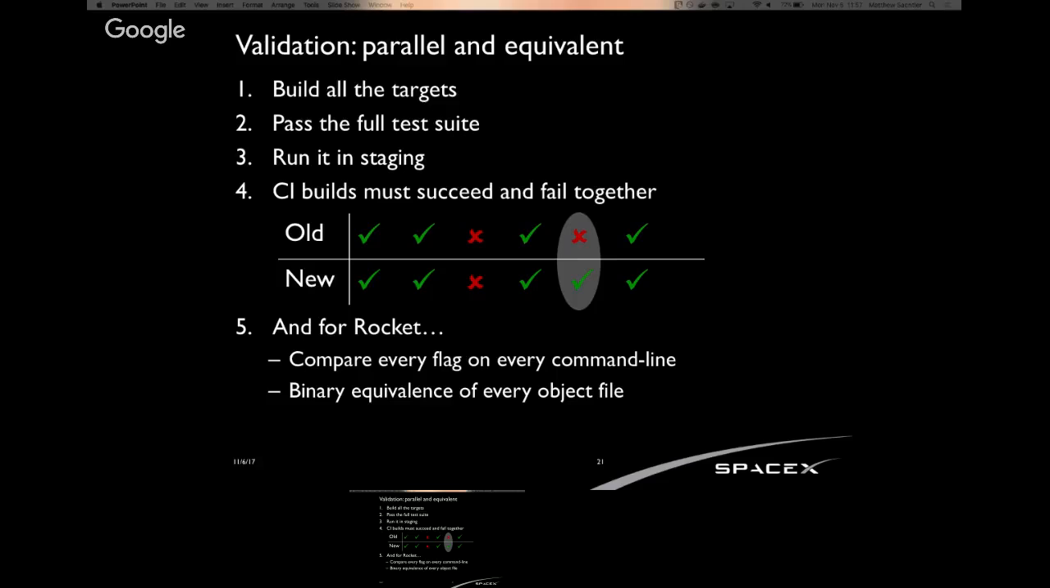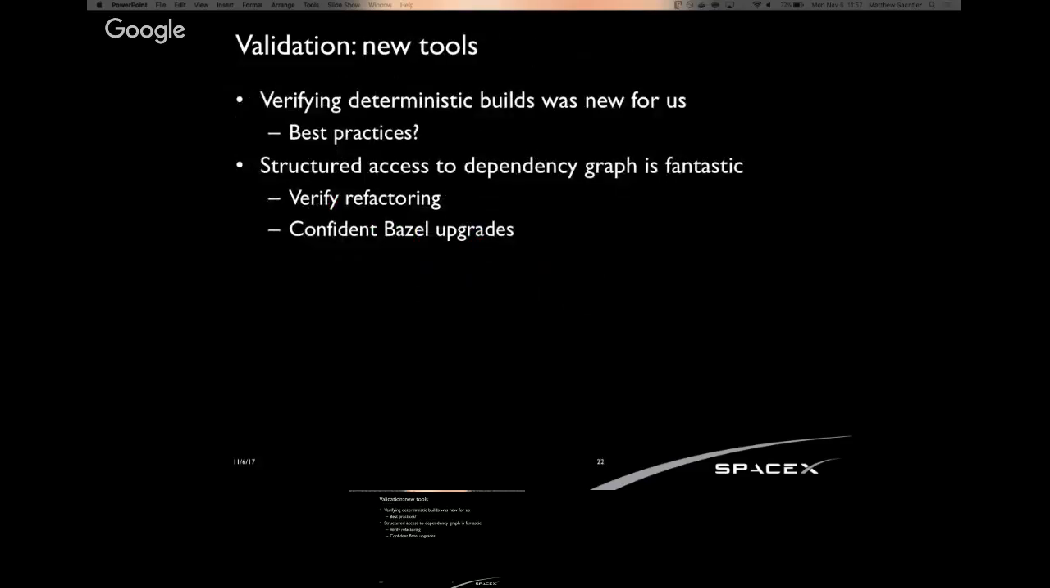From a validation story, that feels pretty good. We know that Bazel is now compiling the code the exact same way that our previous system was. A couple of things that were new for us in the validation process. First off, determinism of the build is something that we hadn't really thought about previously. We're excited that we now have this property that the build will continue to be identical. But how do we show that that's the case?